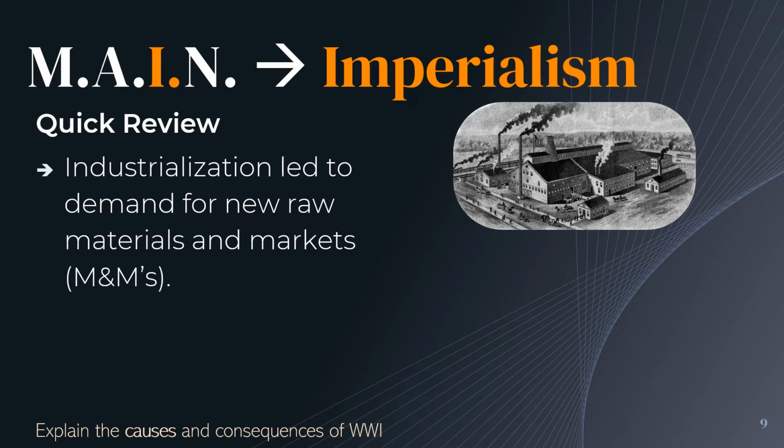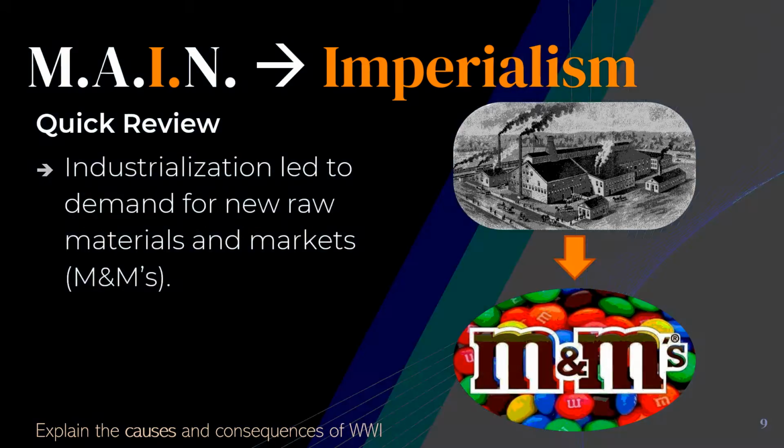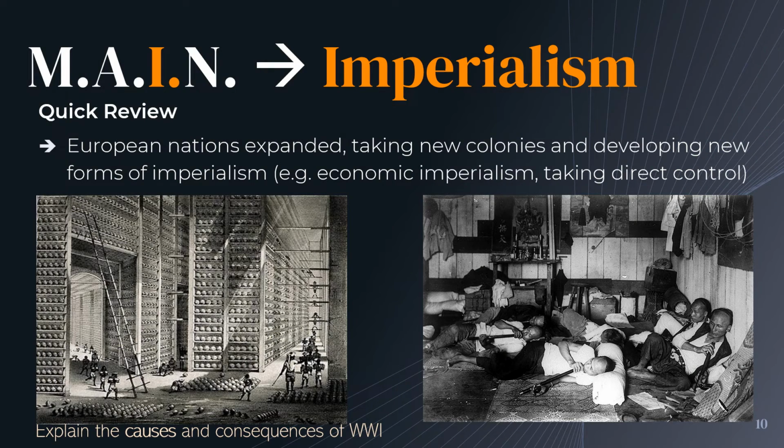So a quick review: industrialization led to the demand for new raw materials and markets, which we have as the M&Ms. Then we have European nations expanding. They're taking new colonies to new forms of imperialism. That's where we think spheres of influence. That's economic imperialism. In India, we go from indirect control through a company to direct control under the British Raj.